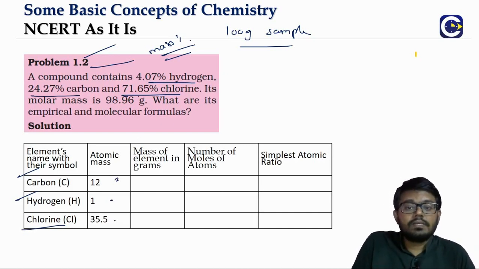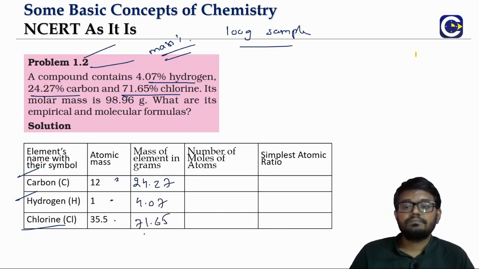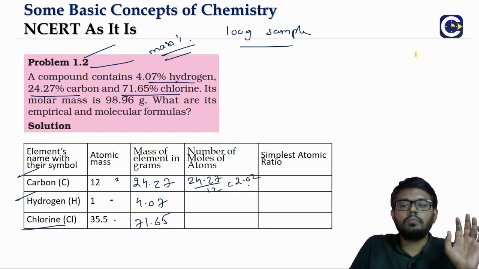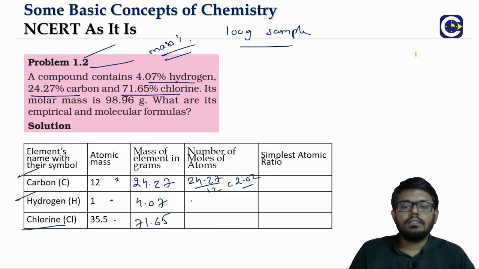The mass of these elements, look at this. Carbon is 24.27. Hydrogen is 4.07. Chlorine is 71.65. How do you get the number of moles of atoms? 24.27 by 12 is approximately 2.02. Hydrogen, 4.07 by 1, that is 4.07. And 71.65 by 35.5 is also close to 2.02.